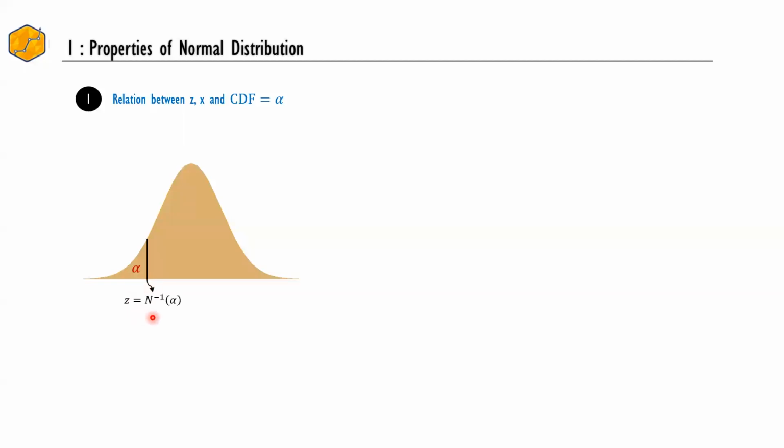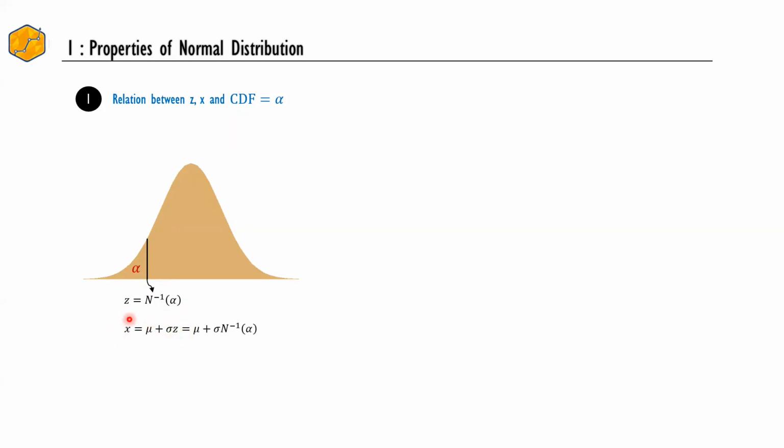Okay, first topic, properties of normal distribution. We know this. First of all, you need to know how to seamlessly go from Z to X to CDF. This should be clear in your mind, and I'm pretty sure probably 95% of you already know this clearly, but nevertheless. If you have a normal distribution and there is some probability alpha, that's the CDF, cumulative distribution function. You can calculate the Z value here and also the X value here. So Z is given by inverting the probability, N inverse alpha. And X is given by mu plus sigma Z.